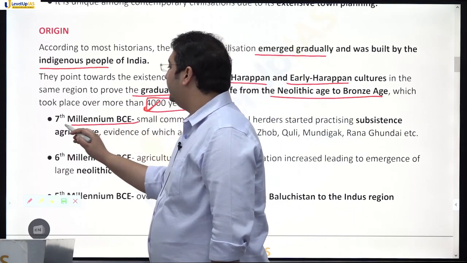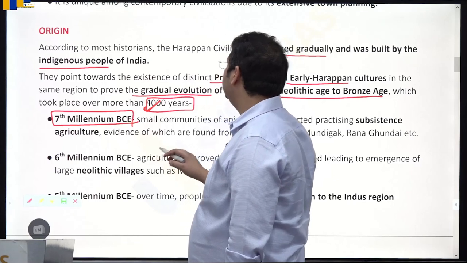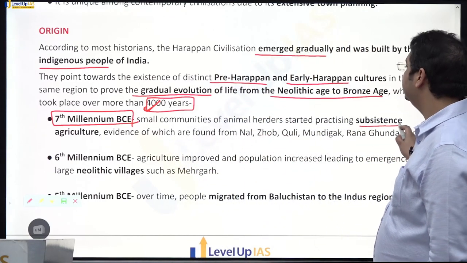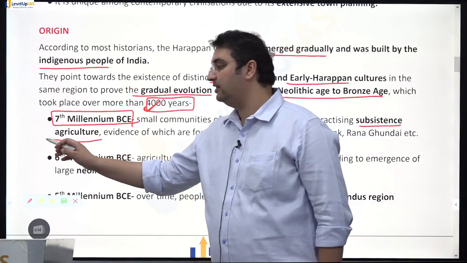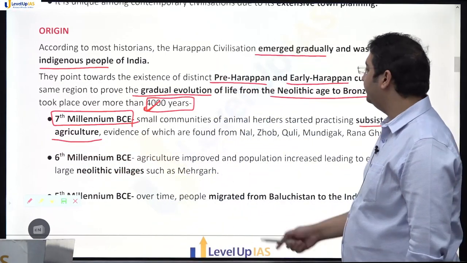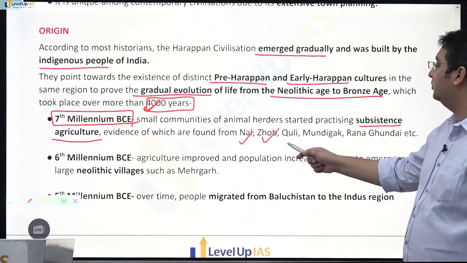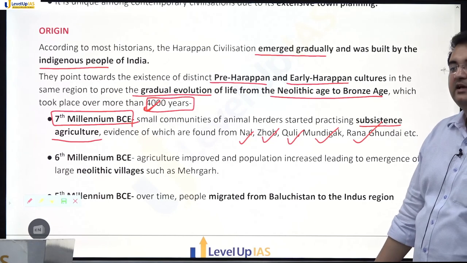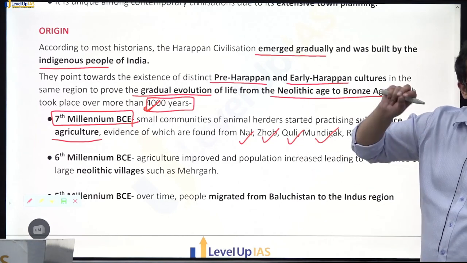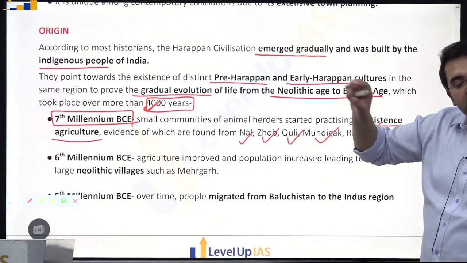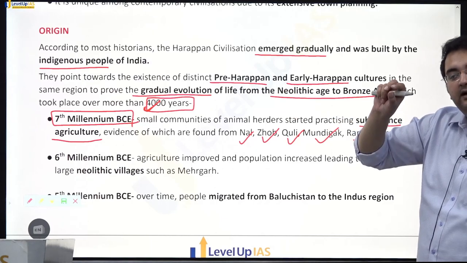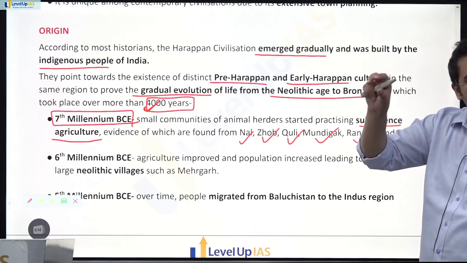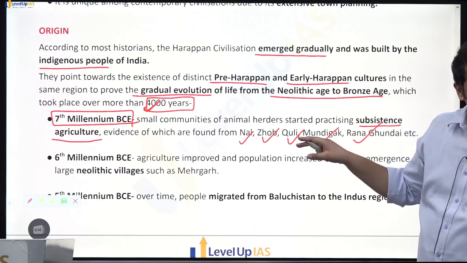For example, in the 7th millennium BCE, small communities of animal herders started to practice subsistence level agriculture. And evidence of this is found from Nal, Zob, Kulli, Mundika, Krana Ghundai, etc. These are all near the Afghanistan-Pakistan border. Towards the tri-region of the Balochistan, Punjab and Afghan border. So, it is around that region.